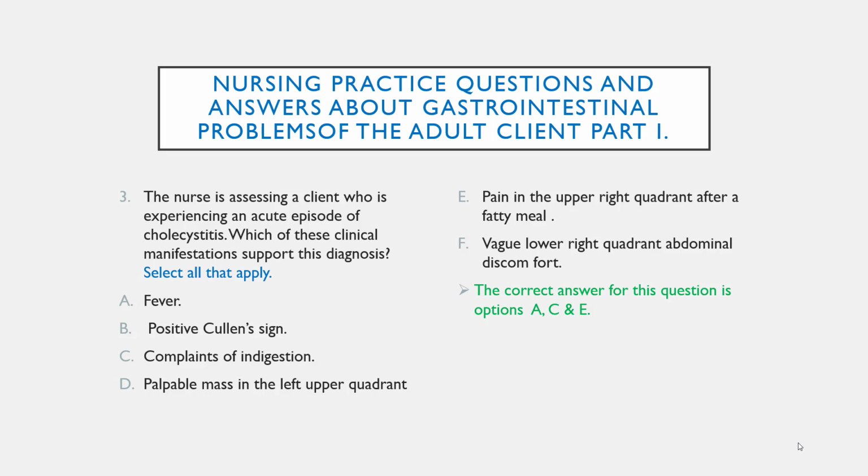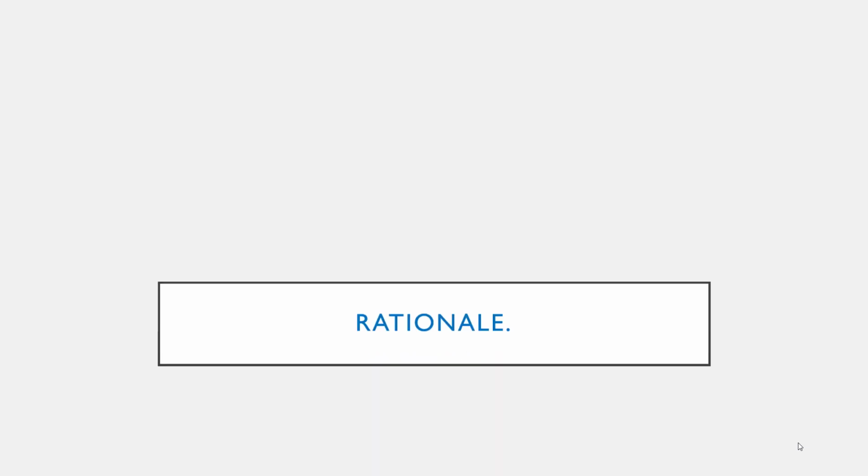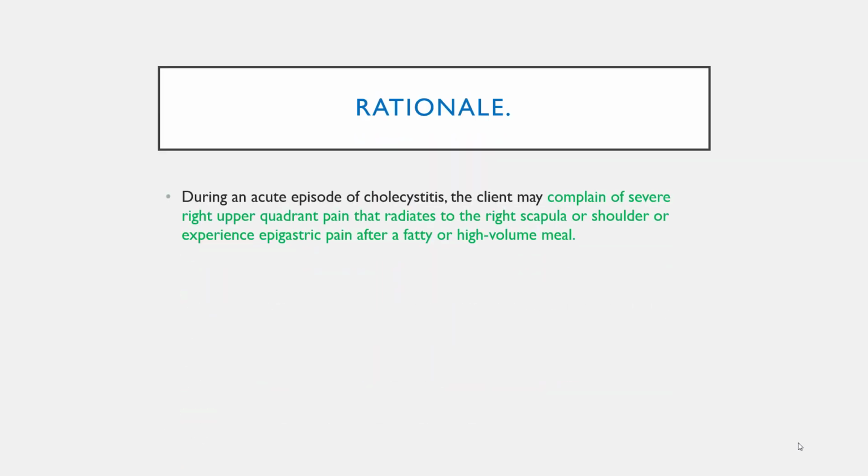The correct answer for this question is options A, fever, option C, complaints of indigestion, and option E, pain in the upper right quadrant after a fatty meal. During an acute episode of cholecystitis, the client may complain of severe right upper quadrant pain that radiates to the right scapula or shoulder, or experience epigastric pain after a fatty or high volume meal.